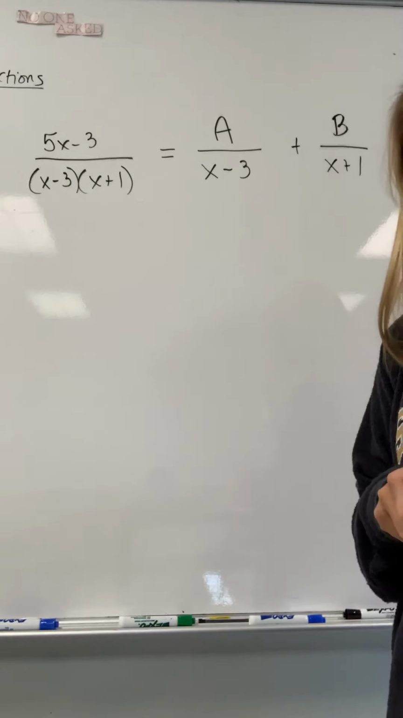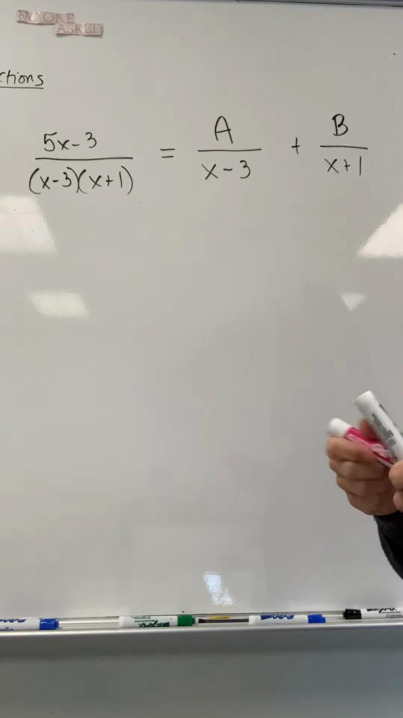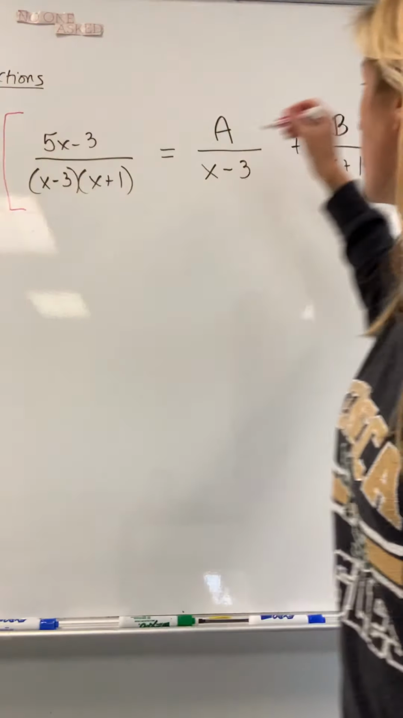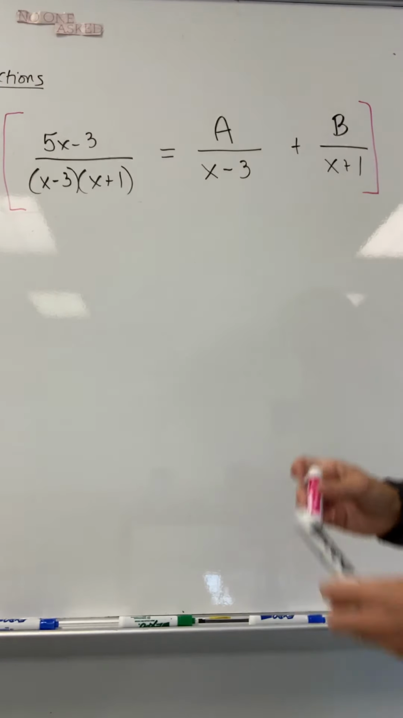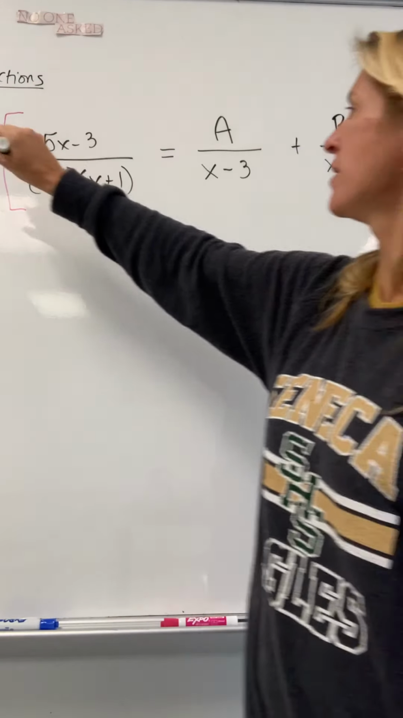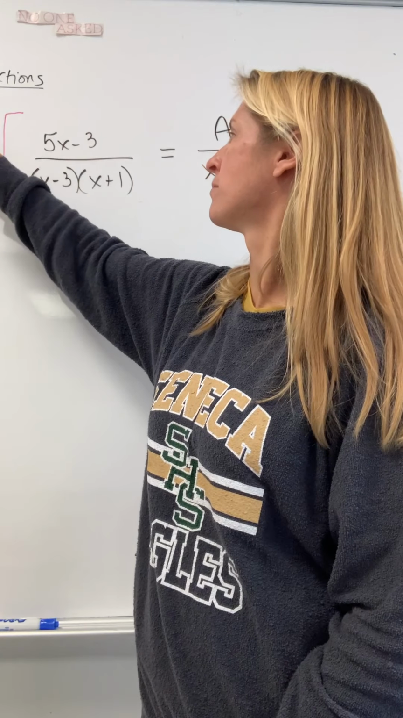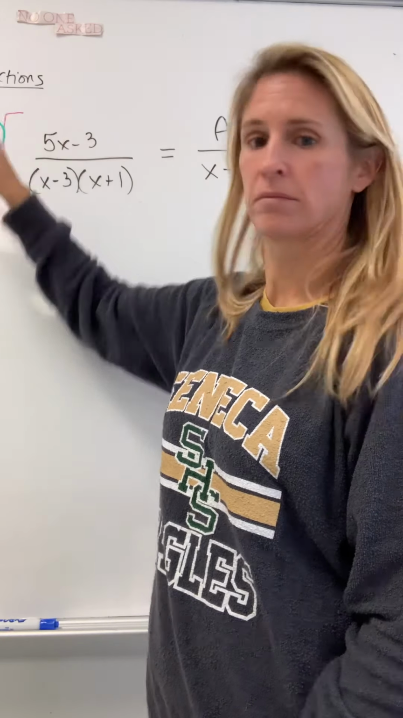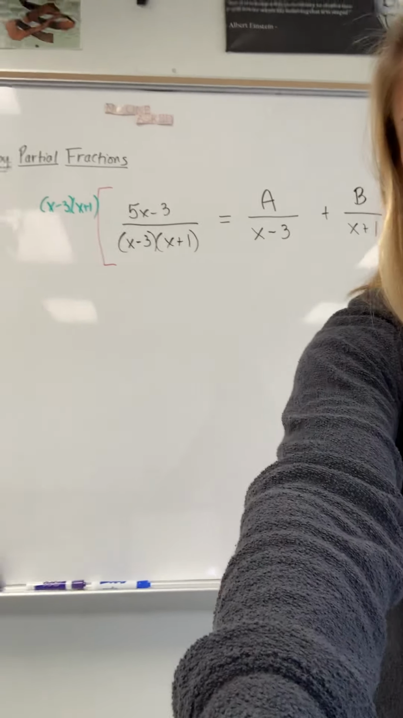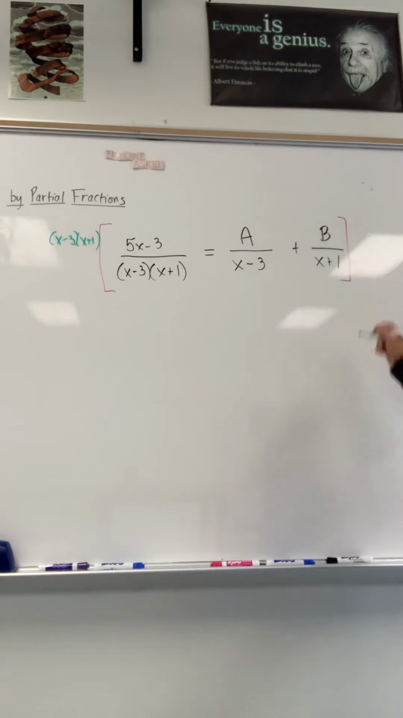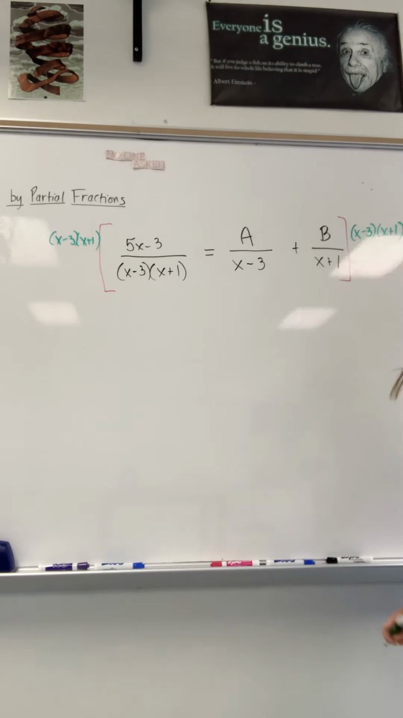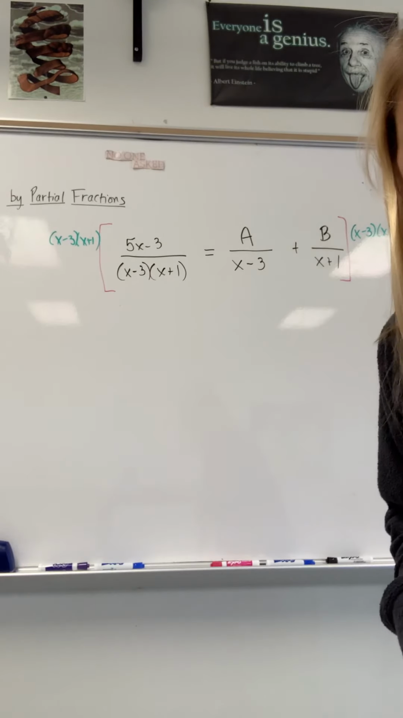Well, if it's algebra, the first thing I'd want to do is multiply both sides by that least common multiple, by the thing that will make both denominators cancel out. So I'm going to multiply both sides of this whole mess by x minus 3 times x plus 1. Hopefully we can still see if I'm that far away. I'll move myself back in a second. Okay, I'm going to multiply both sides of this fraction by x minus 3 times x plus 1.